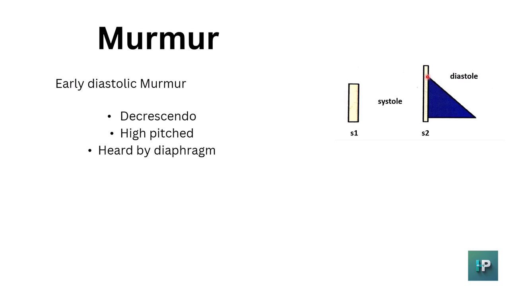It's because during the earlier stage there will be more regurgitation flow because of more blood, and then during the process of diastole the murmur decreases, so it's decrescendo. And the murmur will be high pitched so that it will be heard by the diaphragm. The high pitched murmur mostly covers a large area so it can be heard well with the diaphragm.